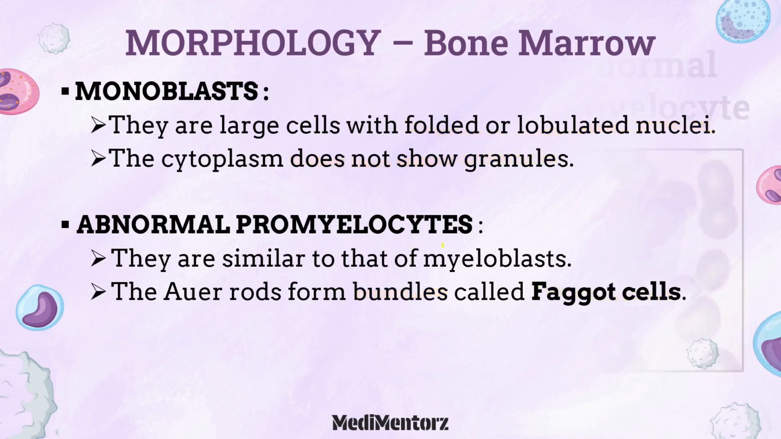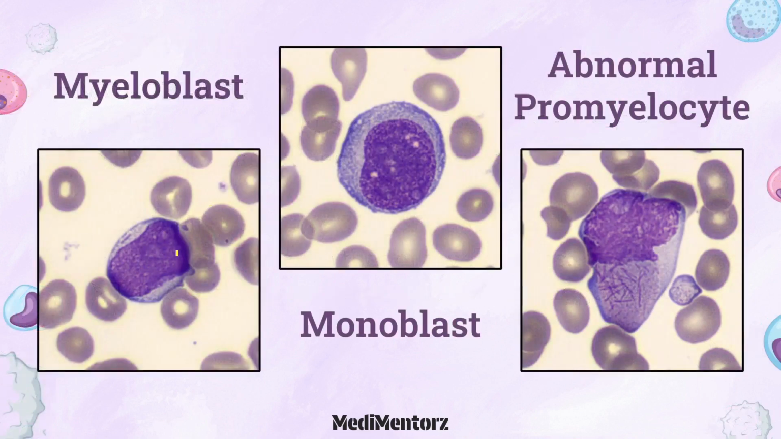Let's see the picture of the three cells. So the first one is the myeloblast. As you can see here, the myeloblast has a very large cell size, which is 3 to 5 times larger than that of the lymphocytes, and the cytoplasm is scanty and shows the presence of characteristic Auer rods, whereas the monoblasts are also large cells with a folded or indented nucleus, and the abnormal promyelocyte shows bundles of Auer rods called the faggot cells.